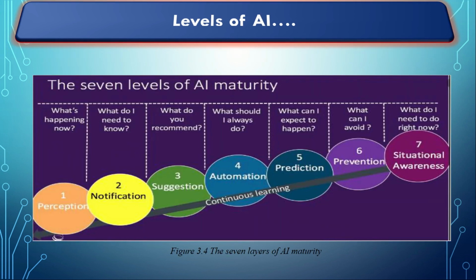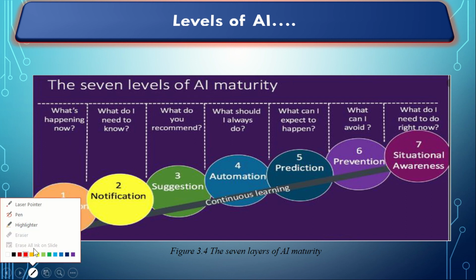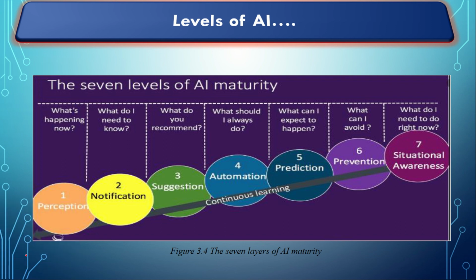The 7 levels of artificial intelligence maturity, or levels of AI, is about this. What is happening now? The first is the perception level. In the second level, what do I need to know? Or notification. What do I need to know?